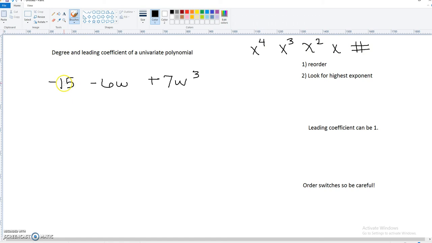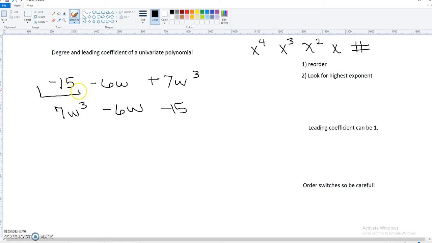So if we look here, this negative 15 doesn't even have anything, so we know that that's going to be going at the end. This has got a negative 6w, and we've got positive 7w cubed. Well, cubed would come first. So we're going to put 7w cubed minus 6w.